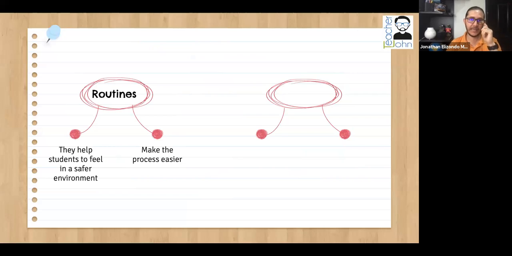Routines really help students feel in a safer environment and they make the process easier. Why? When I enter the classroom and I know that the teacher is going to have a slide with some of the main reminders for the day, or the teacher is going to project an agenda, and the agenda is always there, I can keep track, and that is part of the self-regulation and self-instruction. Remember, I can say, oh, now the teacher is talking about these different things we can do in the classroom.